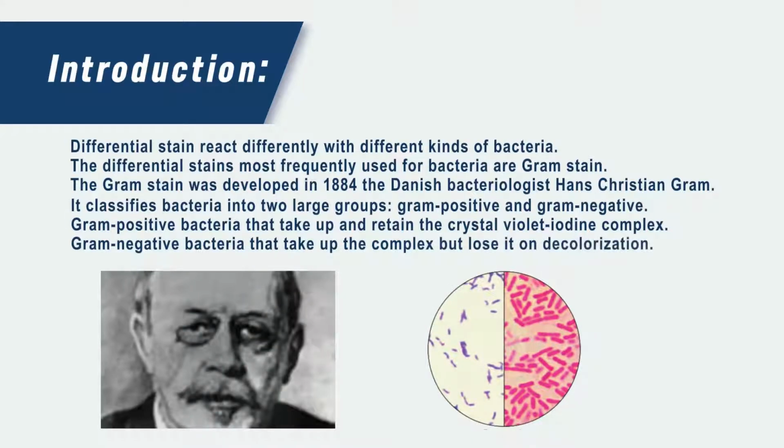Gram-positive bacteria take up and retain the crystal violet-iodine complex, and gram-negative bacteria take up the complex but lose it on decolorization. The different reactivities are based on the different chemical makeup of the gram-positive and gram-negative organisms.